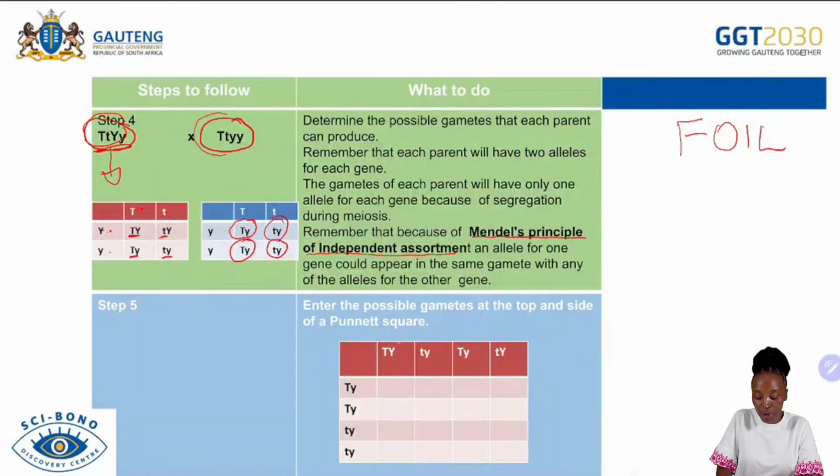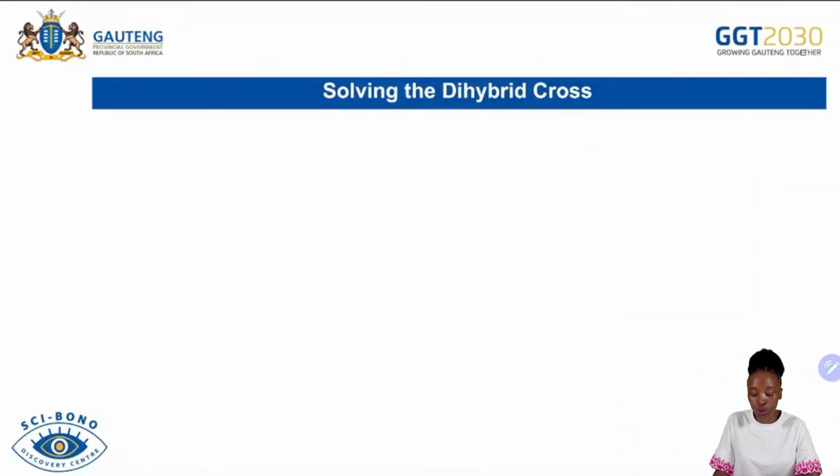So the gametes from the first parent are going to go all there at the top, and the other parent's gametes are going to go on this side. And then the same thing that we did with the monohybrid. So you cross this one and that one, and then you start filling in the first row, then the second row, the third row, the fourth row, up until you have filled up all the columns in here to figure out what the possible genotypes are.